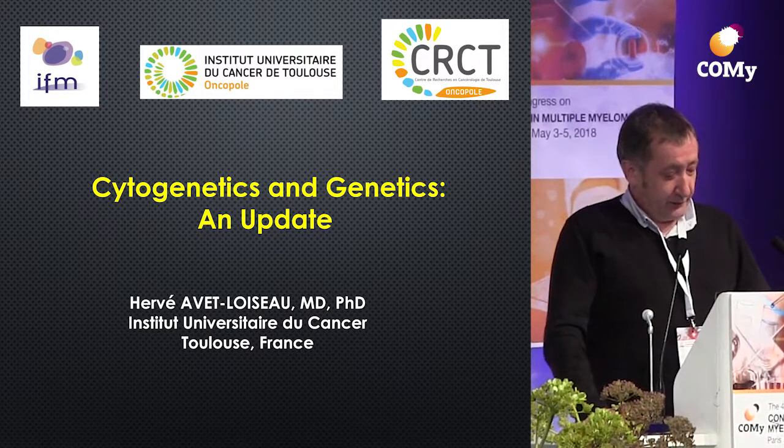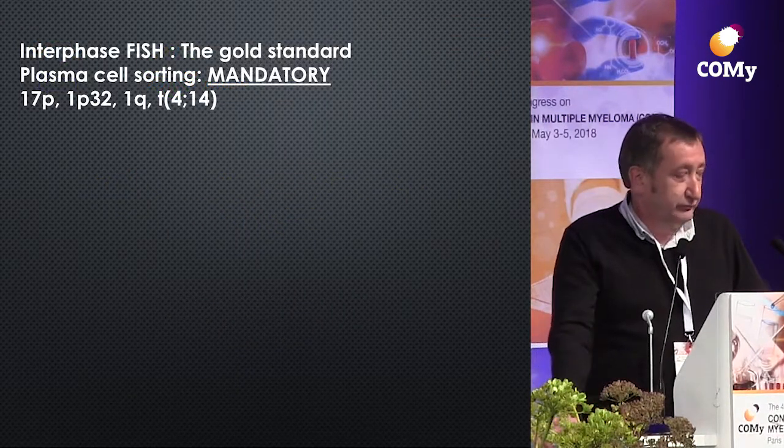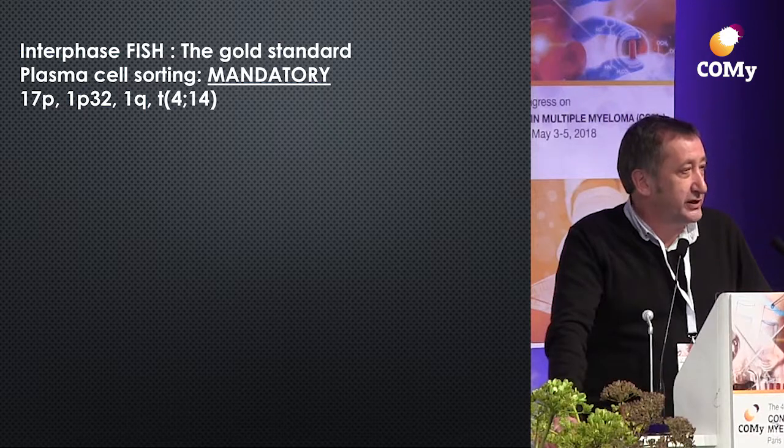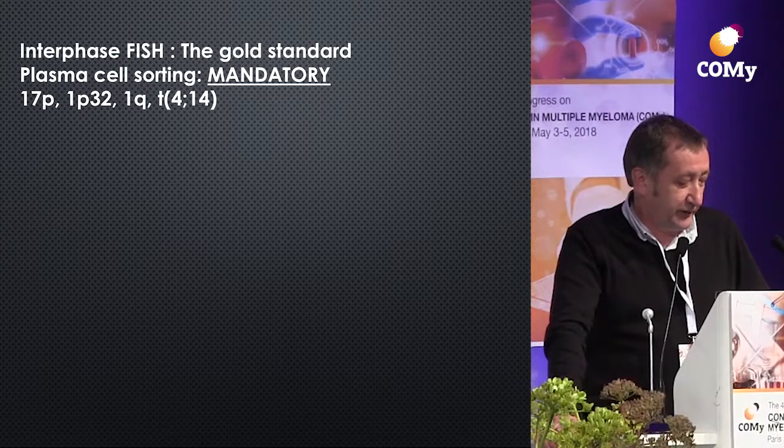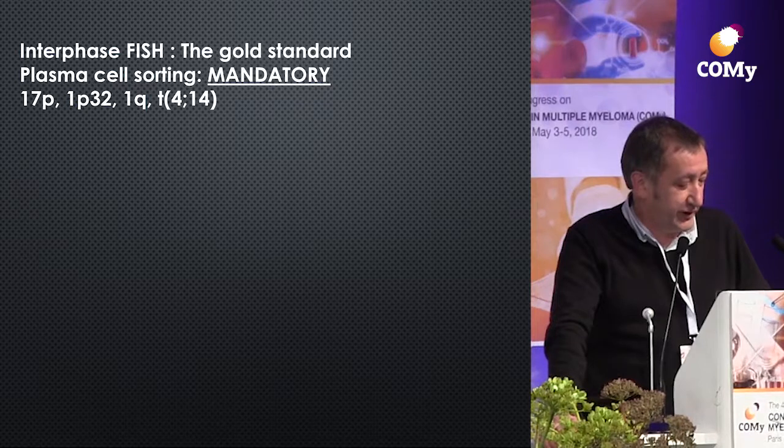The organizers asked me to make an update about cytogenetics and genetics. So I think that at least in many European countries and outside of the US, next generation sequencing is not yet here. And the gold standard for me is still interphase fluorescence in situ hybridization. Of course, the sorting of plasma cells is mandatory, and we still see some labs who are just performing FISH on the total bone marrow, which is totally crazy.